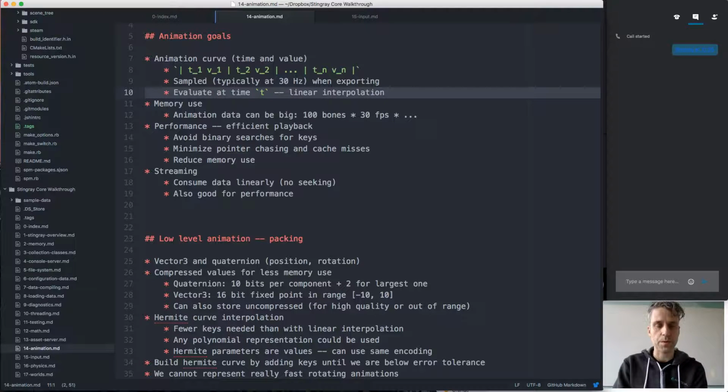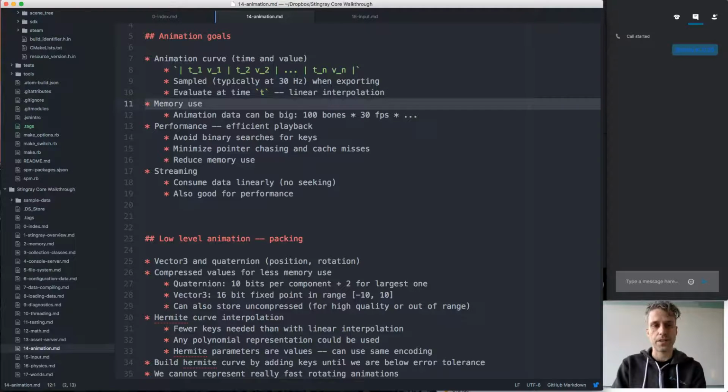So that is the data that we want to represent, but we also have some other goals in addition to representing this sampled curve. The first one is memory use. We want to make sure that we keep that down. The reason is that animation data can grow big really quickly. If you consider a character rig, you can typically have 100 bones. In the character rig, you could have even more. And then you sample that at 30 frames per second. That means that you will have 3,000 samples for every second of animation.